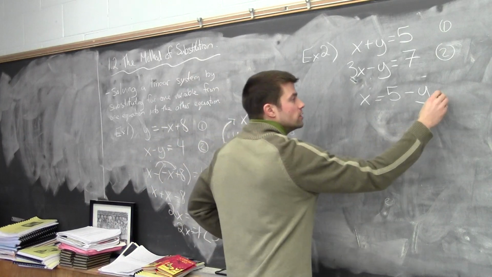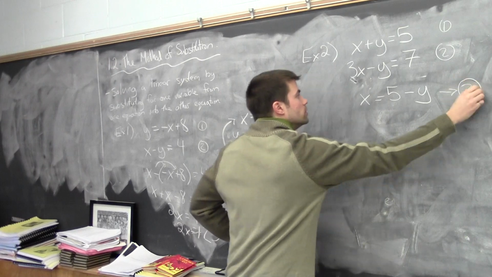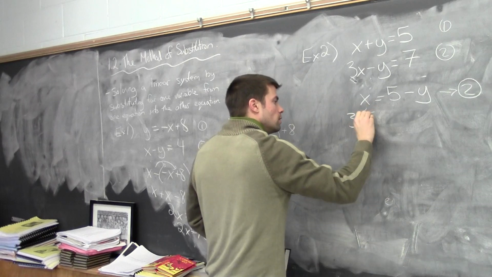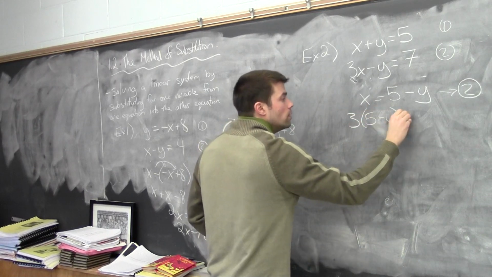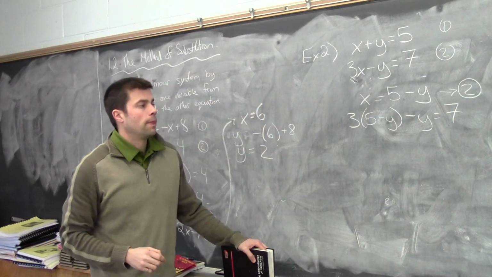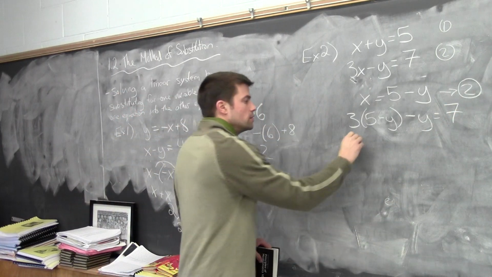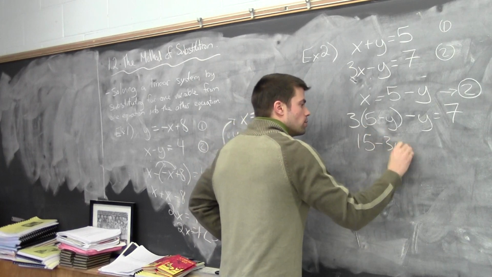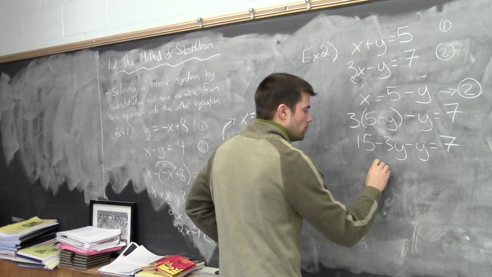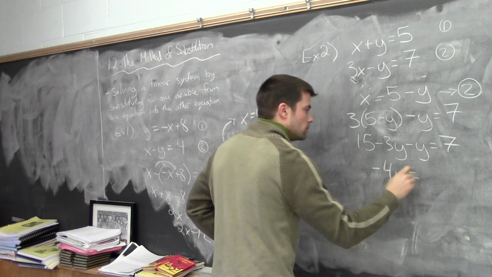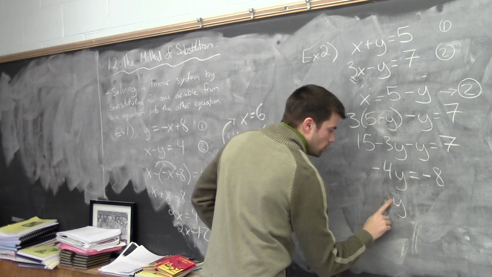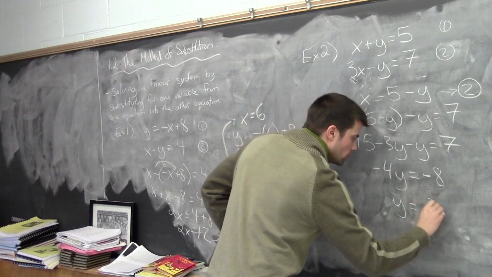Now I have this, I'm going to substitute it into equation number 2. So wherever I see an x, I'm going to substitute this value. So 3 times (5 minus y) is equal to 7. Go ahead and multiply this out. We have 15 minus 3y minus y equals 7. Minus 4y is equal to 7 minus 15, which is minus 8. y is equal to 2.